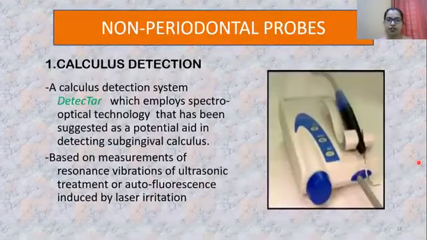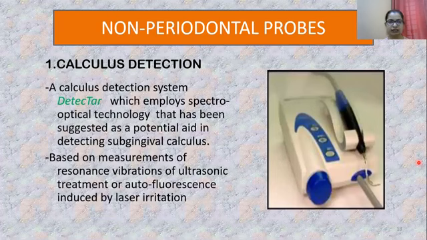Now coming to non-periodontal probes, these are those that help in determination of other aspects of the periodontium. First we have the detector. It mainly helps in calculus detection, and it works on the resonance vibration after ultrasonic treatment or autofluorescence irradiation which is caused by the lasers.